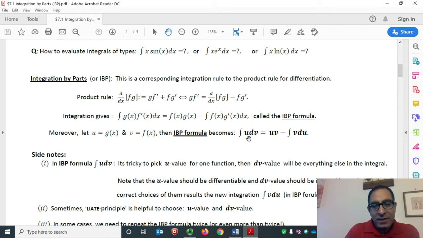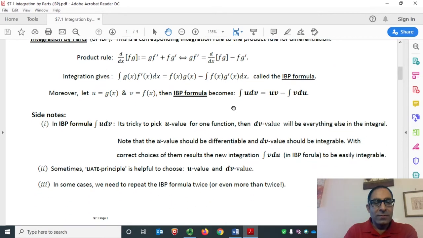On the left side, I have a product of two functions. u is one function, dv is another function. Great. Now let me give you some side notes. First side note: in the IBP formula, it's tricky to pick the u value for one function and the dv value for the other function. If we are able to pick u, then dv will be everything else in the given integral.